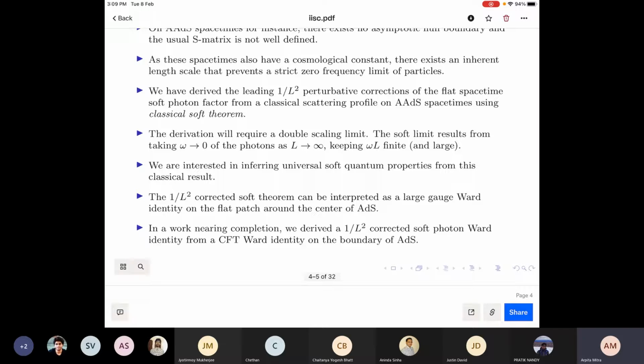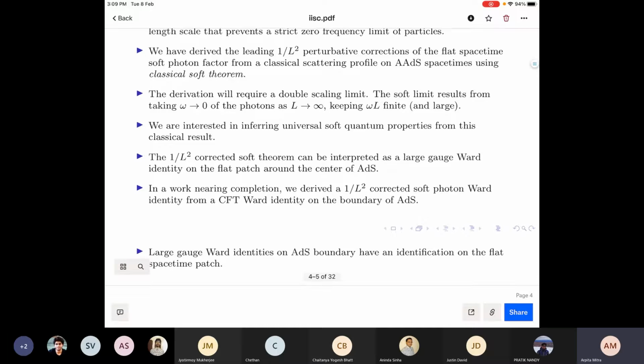As I've already mentioned, to finally calculate the soft factor, we will require a double scaling limit. The double scaling limit means that we consider a vanishing frequency limit when the AdS radius goes to infinity, keeping the product of them finite and large. And then we do a backtrack. In general, whatever we are doing, we are trying to infer a quantum soft factor, or the universal soft quantum properties, from this classical result.